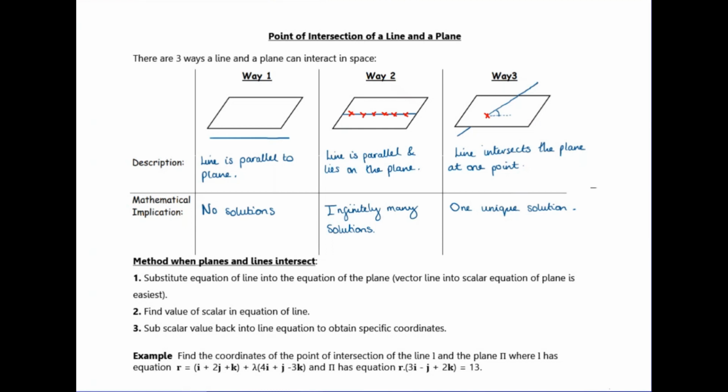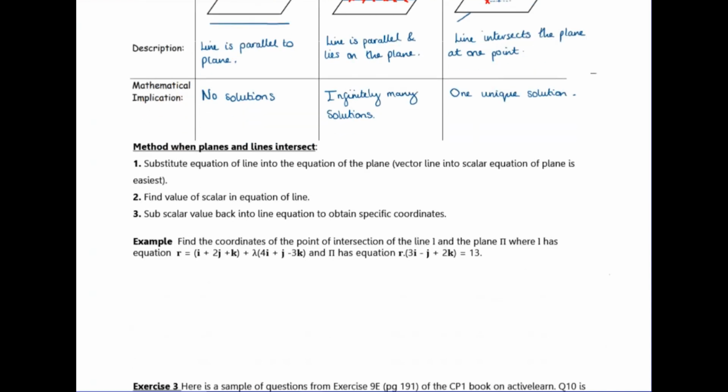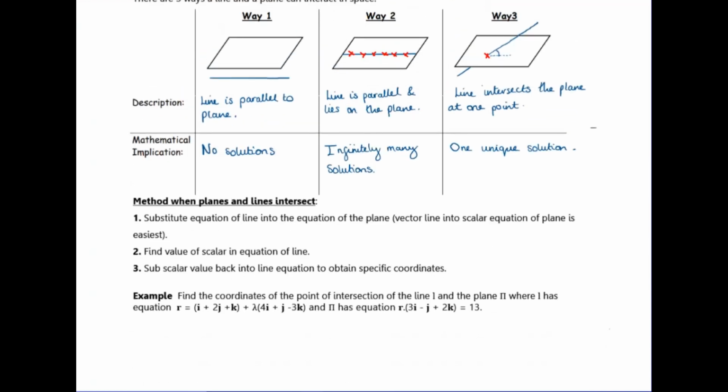So we're going to look at way 3 on there, where a straight line crosses the plane, and finding the point of intersection. It's very similar to what we do with 2 lines meeting, in that you substitute the equation of the line into the equation of the plane and just solve it. Let's have a look at an example.